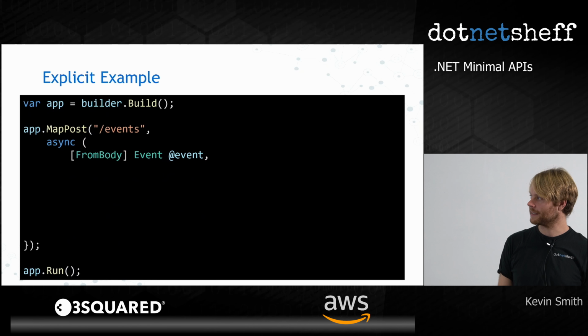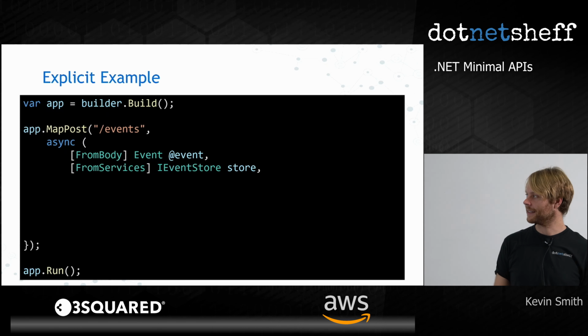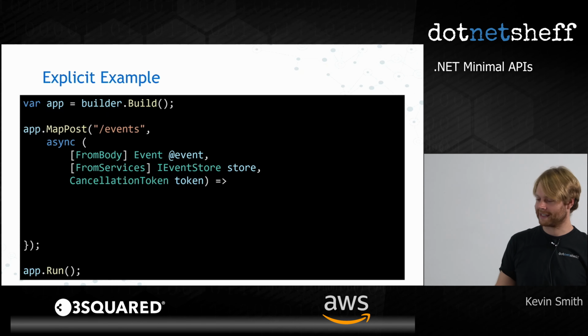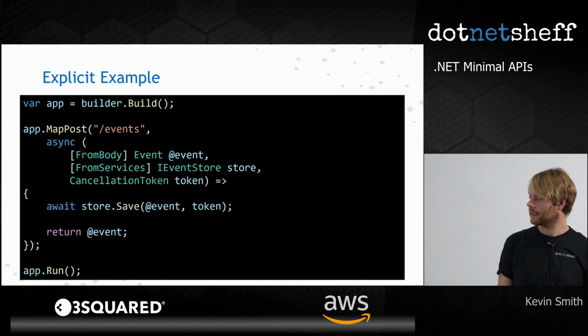But we can also explicitly say where they come from as well. So we can annotate them with attributes and say the event comes from body, the IEventStore comes from services, and then the cancellation token, claims principal and HttpRequest ones don't have anything to nominate where they're coming from, so they just kind of magically end up there. And that'll work exactly the same as the previous one, except one's implicit and one's explicit.